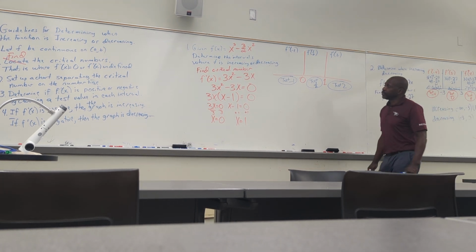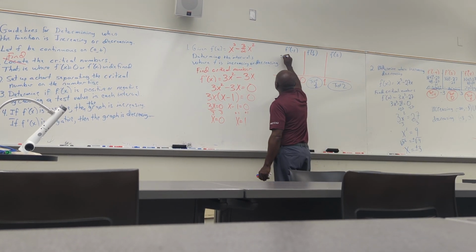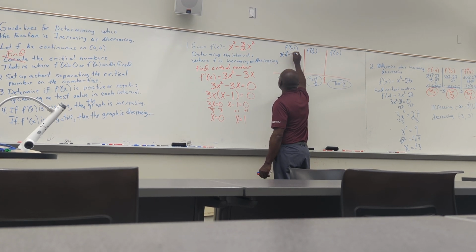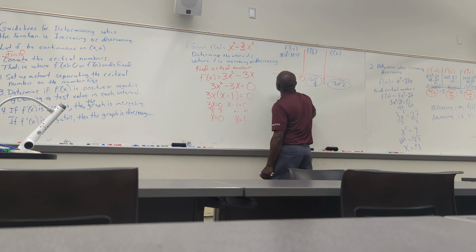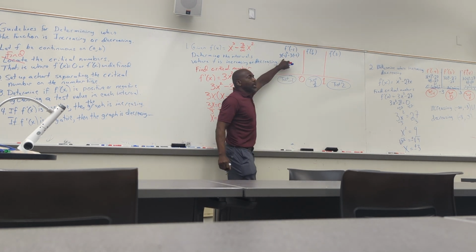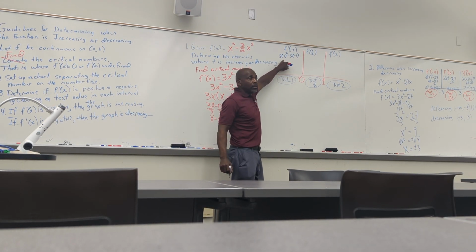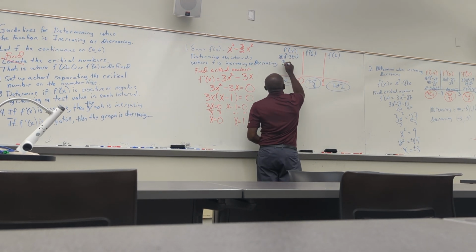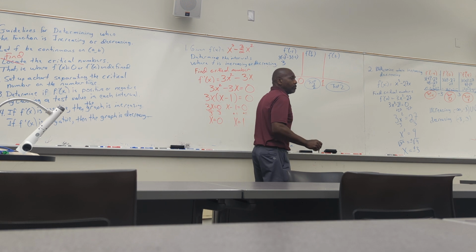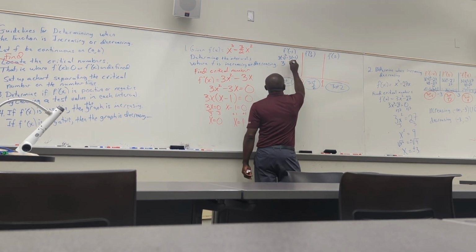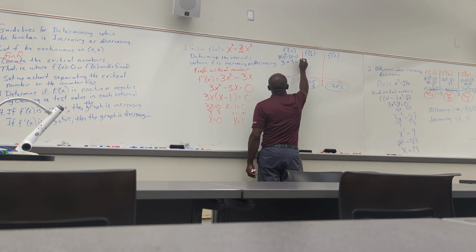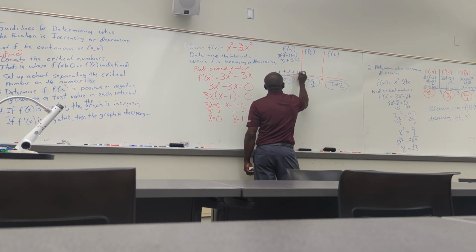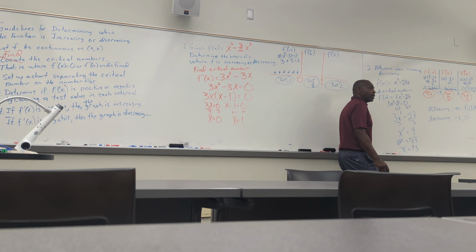So we gotta put it in the first derivative. So we have 3 times -1 squared minus 3 times -1. Now what's -1 squared? 1. So this will be 3 minus, and what's -3 times -1? Positive 3. So the answer is 6, positive. You good, class?